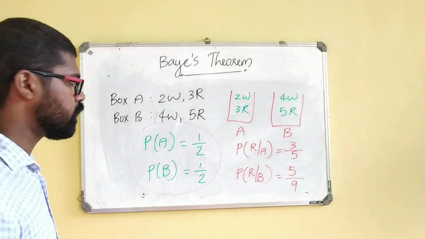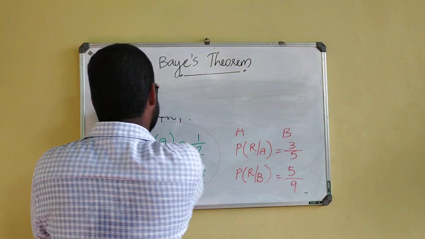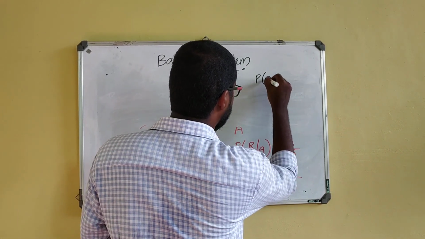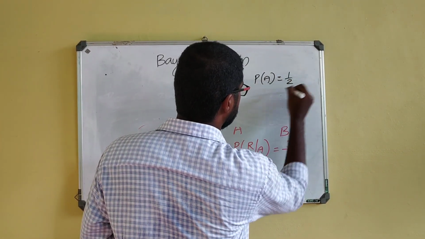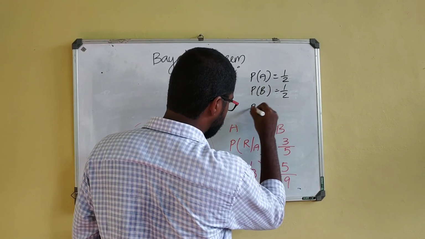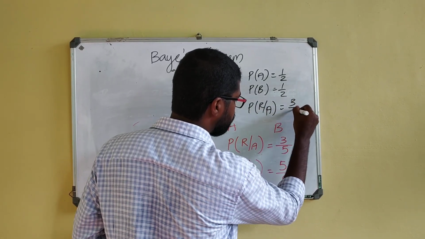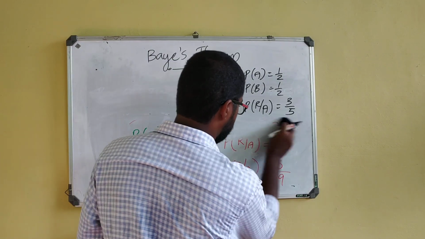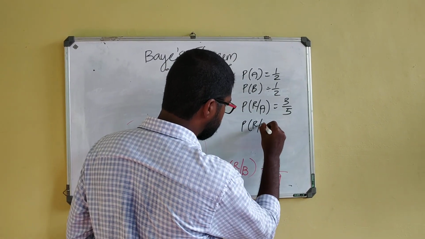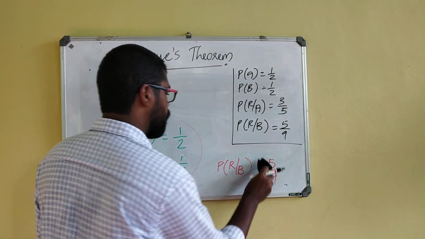Let me note down the results that we have found. Probability of A is equal to 1 by 2, probability of B is equal to 1 by 2, probability of red ball given it is from box A is equal to 3 by 5, and probability of choosing a red ball from box B is equal to 5 by 9. These are the results that we have found.